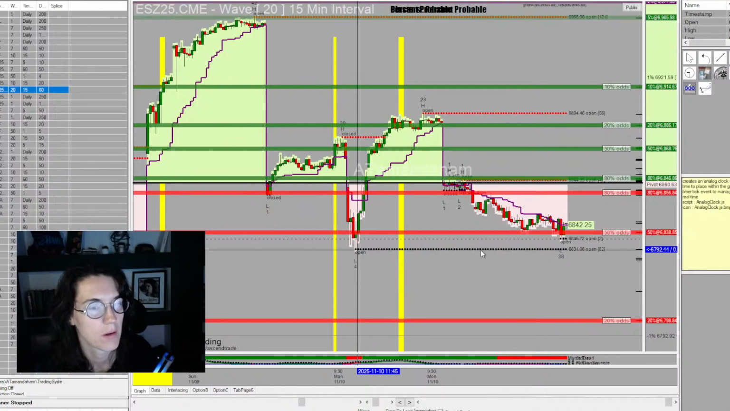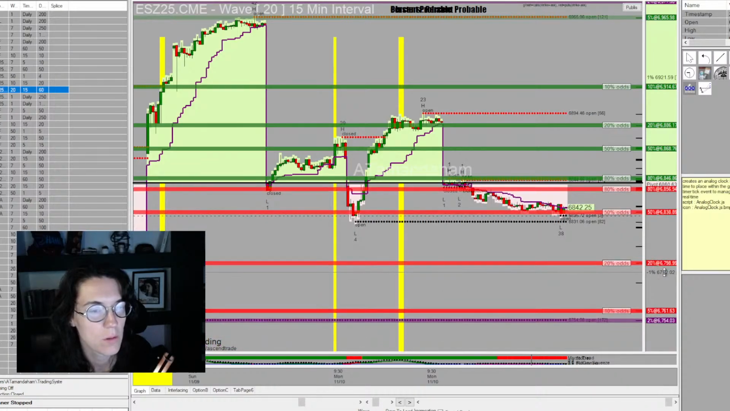This one's a 68.31. That one's actually pretty old. It's 82 periods old. But look at that, guys, there's actually another one down here at 67.54 at the 2% odds.